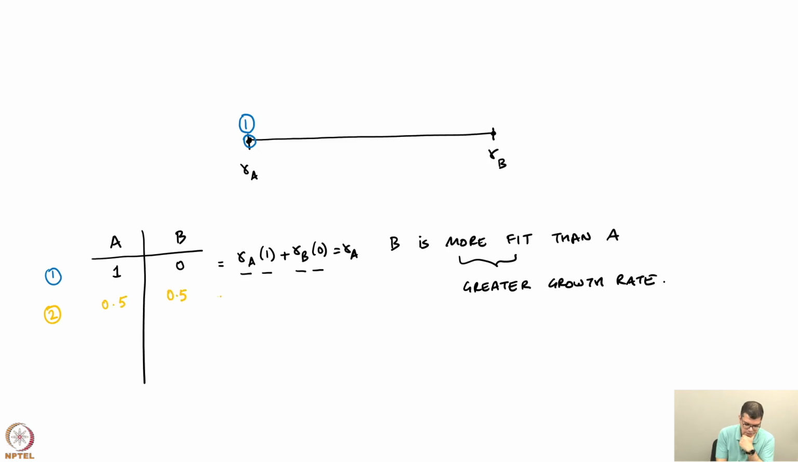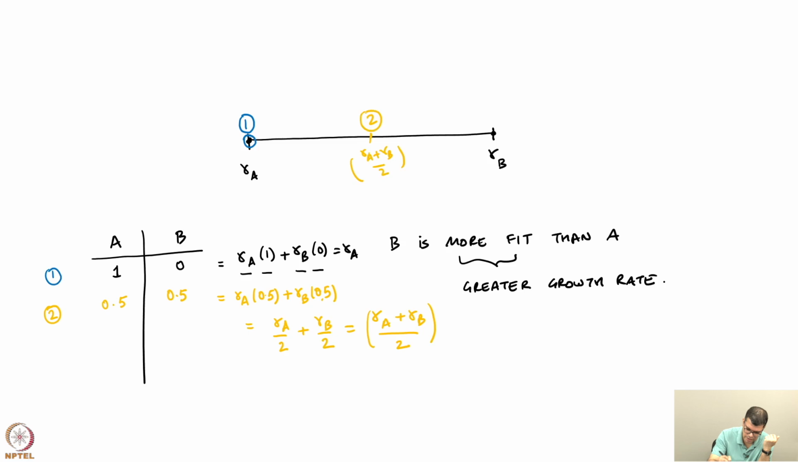In this case the mean fitness is going to be RA times 0.5 plus RB times 0.5, which is just equal to RA by 2 plus RB by 2, which can be written as (RA plus RB) divided by 2. So, this means this is the exact midpoint of RA and RB. So, for a population with this structure, mean fitness is just (RA plus RB) by 2. So, population number 2 has a mean here.